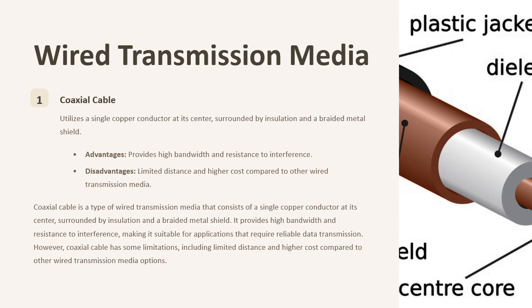Coaxial cable is a type of wired transmission media that consists of a single copper conductor at its center, surrounded by insulation and a braided metal shield. It provides high bandwidth and resistance to interference, making it suitable for applications that require reliable data transmission. However, coaxial cable has some limitations, including limited distance and higher cost compared to other wired transmission media options.